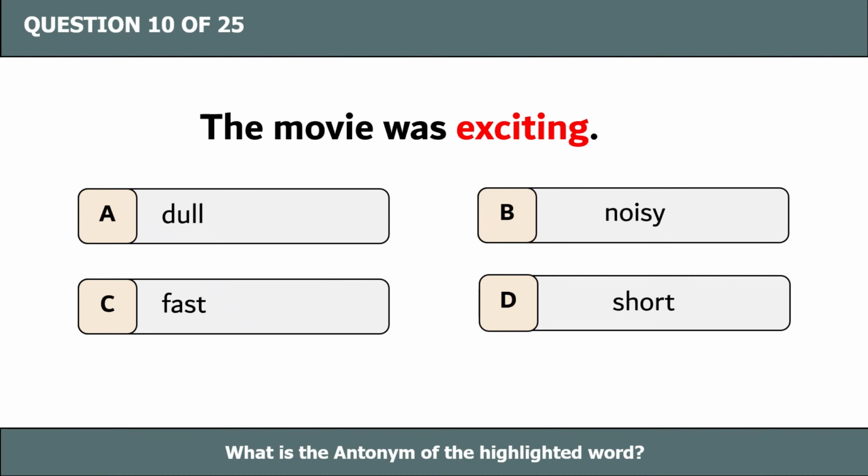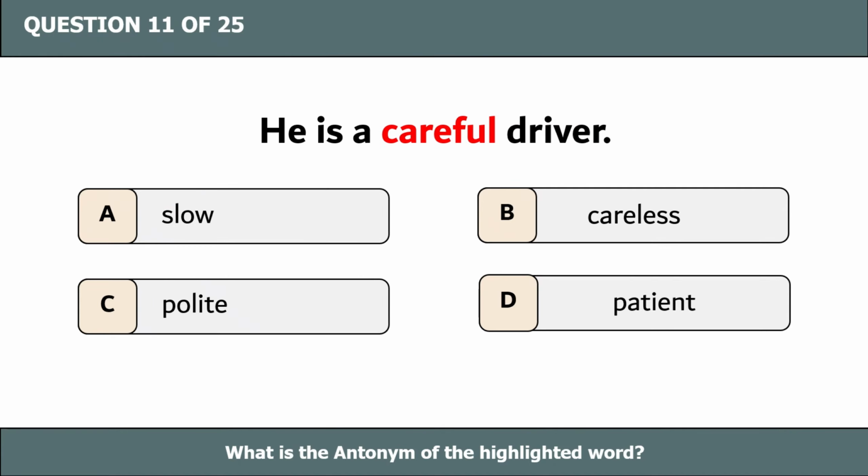Question 10. The movie was exciting. The correct option is A. Dull. Question 11. He is a careful driver. The correct option is B. Careless.